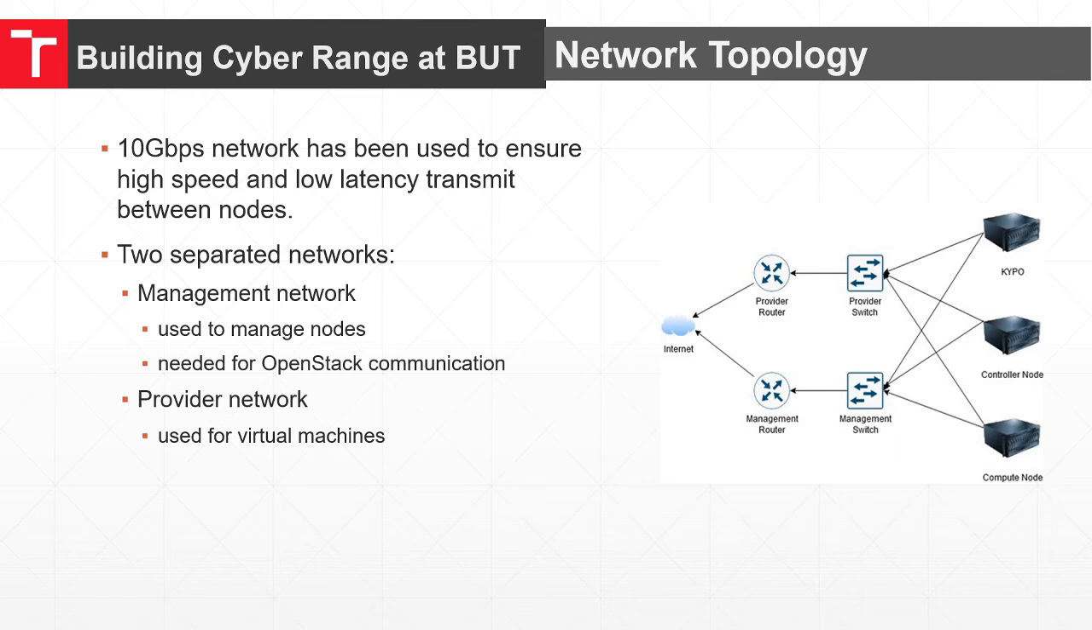From a network perspective, as I mentioned, all devices are connected by 10 gigabit Ethernet. For the OpenStack and Kaipo services to work properly, it was necessary to create two separate networks, which are called the management and provider networks. The management network is used to manage devices and to ensure OpenStack communication. The provider network is needed for traffic that is intended for virtual machines. Using this network, virtual machines can communicate to the internet.